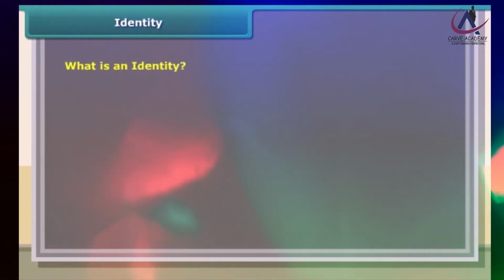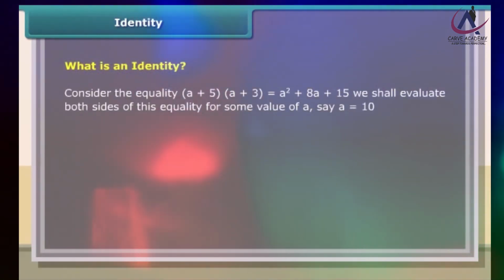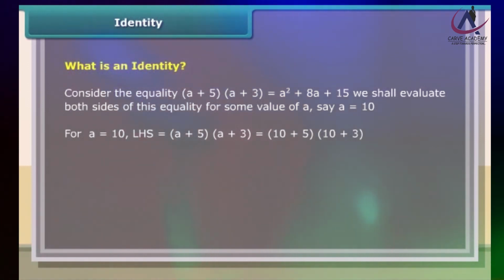Identity. What is an identity? Consider the equality (a plus 5) into (a plus 3) is equal to a square plus 8a plus 15. We shall evaluate both sides of this equality for some value of a. Say a is equal to 10. For a is equal to 10, LHS is equal to (a plus 5) into (a plus 3) is equal to (10 plus 5) into (10 plus 3), which equals 15 into 13, which is equal to 195.